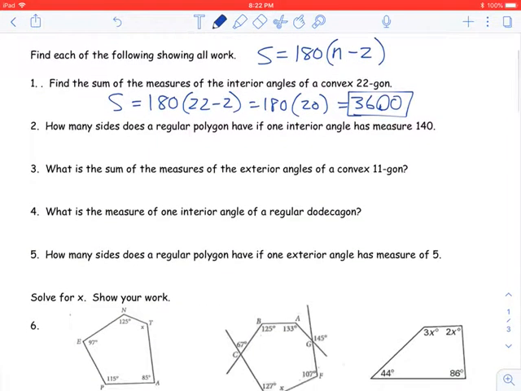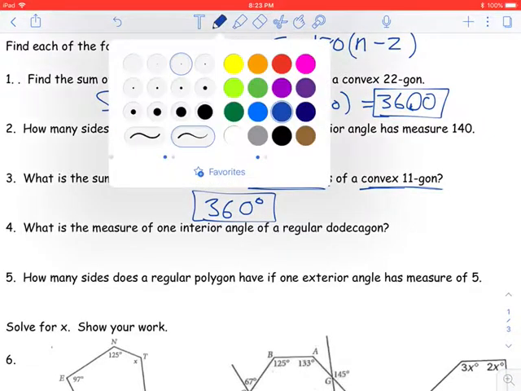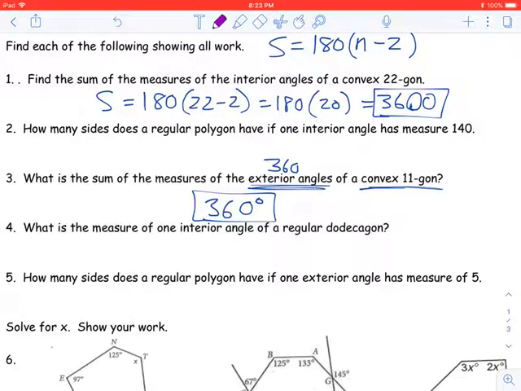Okay, so what's the sum of the measures of the exterior angles? So if you recall with exterior angles, they always add up to 360 degrees. So what's the sum of the measures of a convex 11-gon? It doesn't really matter what that is. It's going to be 360 no matter what. All right, so moving on to the next odd, that's number 5.